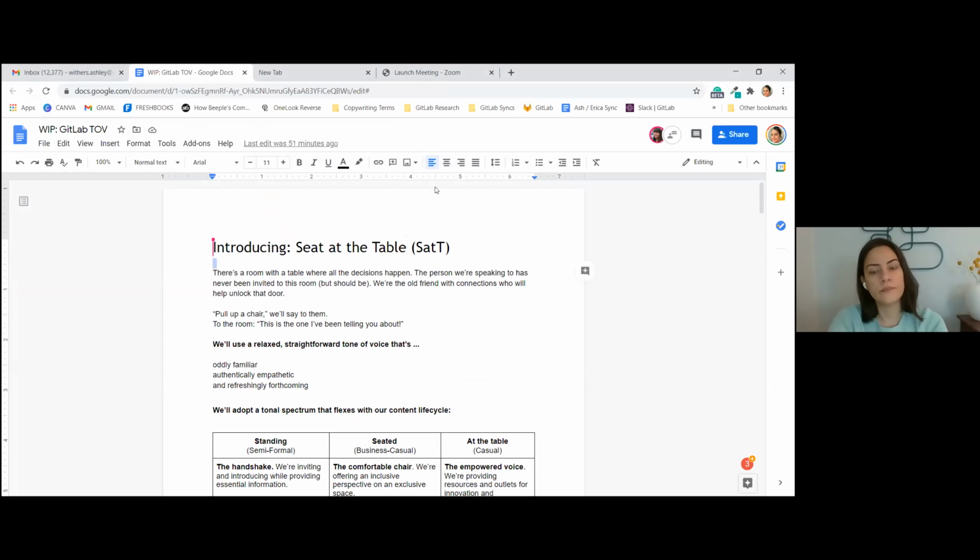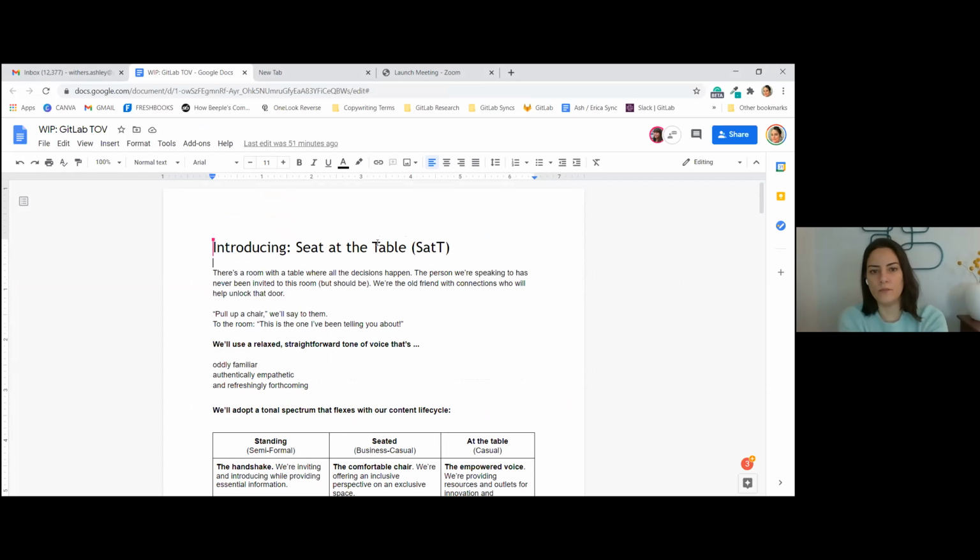I can. Okay, cool. So just to start off, this is what we're calling the tone of voice seat at the table. Working title, we can change it if you are not into it. I like the idea of the acronym being SAT because it just works really well with the spectrum that you'll see below.